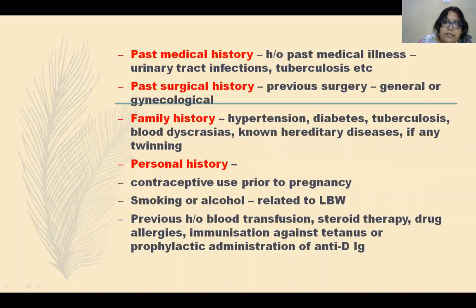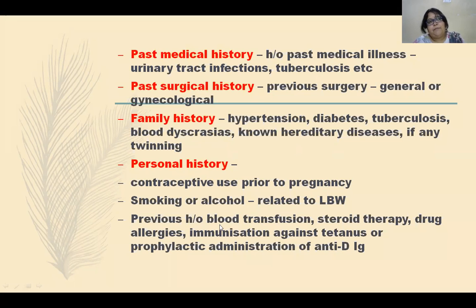Next, what is important in history? Next is past medical history. What are the medical illnesses you need to know about? Any urinary tract infections in the past, tuberculosis, any heart disease, epilepsy, all these you need to inquire. And next is any surgical history, previous history of any surgery, whether general surgery or gynecological, you have to inquire about them. Next is the family history.